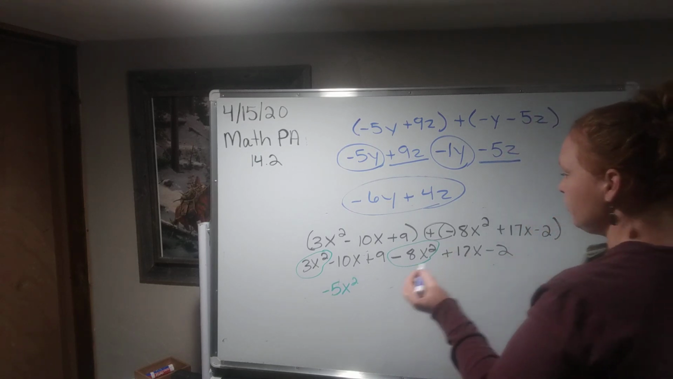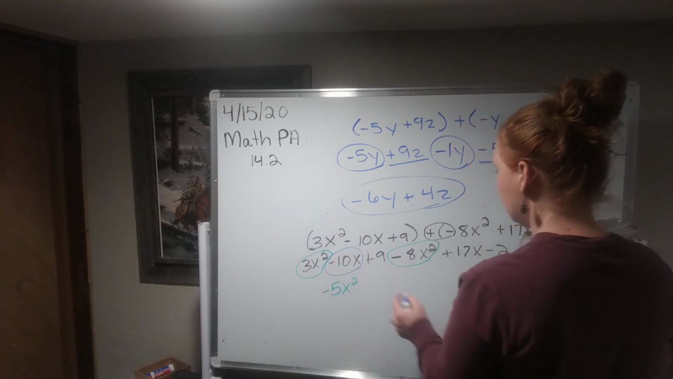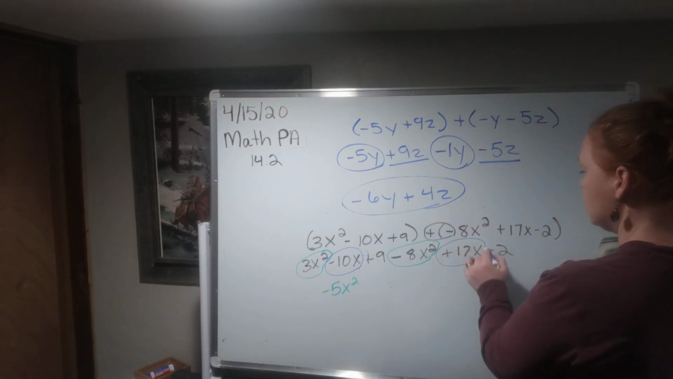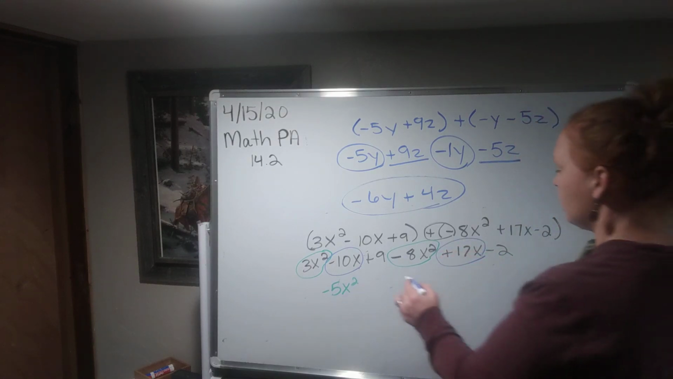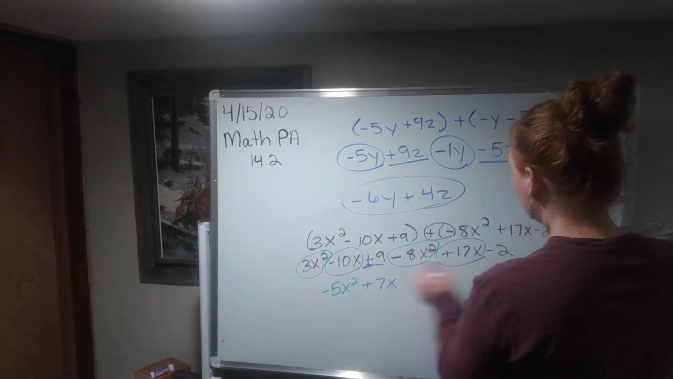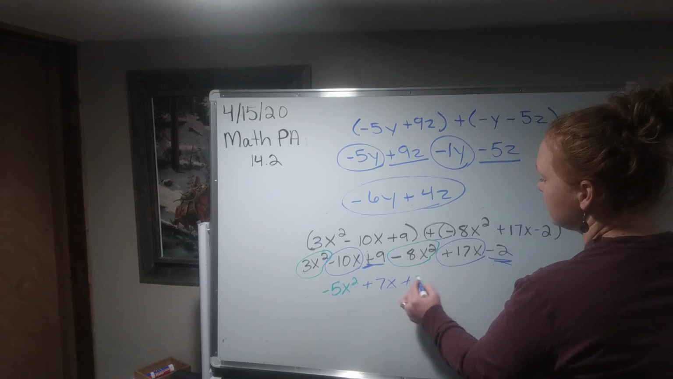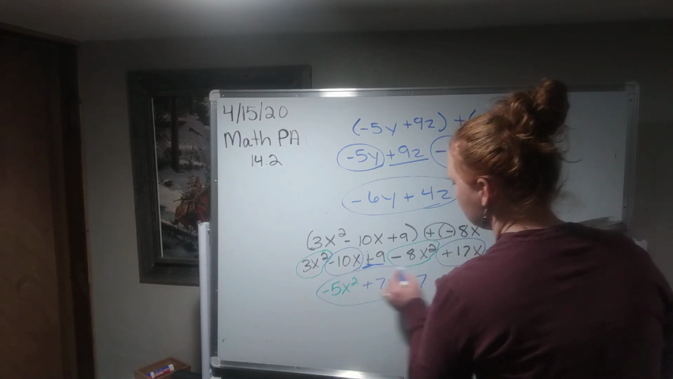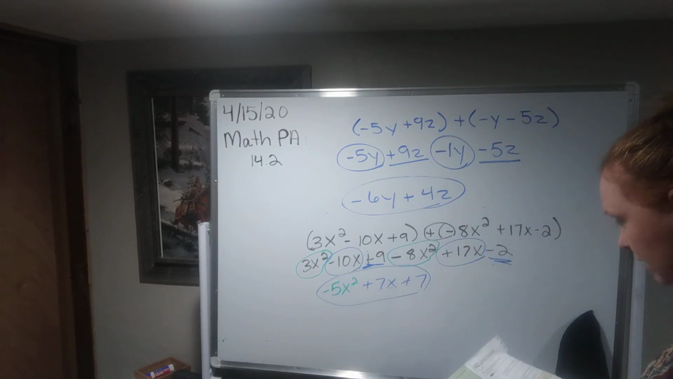Now I'm going to do my negative 10x and my positive 17x. So I'm going to have plus 7x. And then my numbers, which will give me plus 7. I can't combine this any further, so that is my answer.